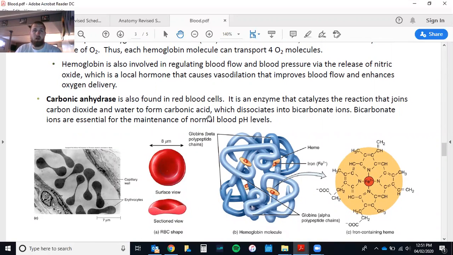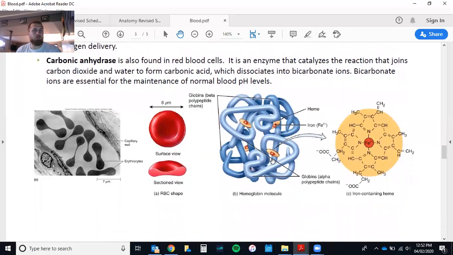Okay. Hemoglobin does also play a role, as I've mentioned, in carrying carbon dioxide, but its primary role is carrying oxygen. It also helps regulate blood flow and blood pressure because it can release a hormone called nitric oxide. Nitric oxide causes vasodilation, and therefore will make blood vessels balloon out, and therefore more blood flows through them, and that enhances oxygen delivery.